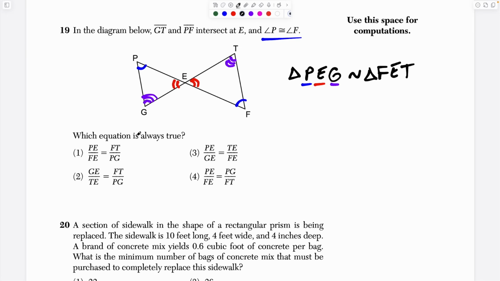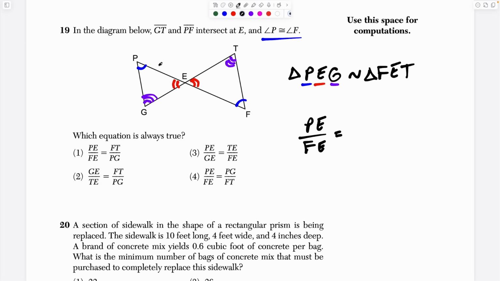So let's see which equation is always true. So PE over FE. PE and FE are definitely corresponding. So this is starting off good. PE over FE is a good start here, that we're comparing corresponding sides. And I know they're corresponding because P and E are the first two letters, F and E are the first two letters, but notice PE connects the blue to the red and FE connects blue to red. But now let's see what happens next.